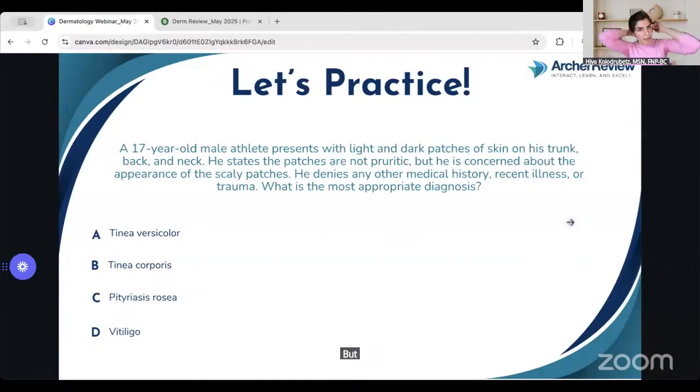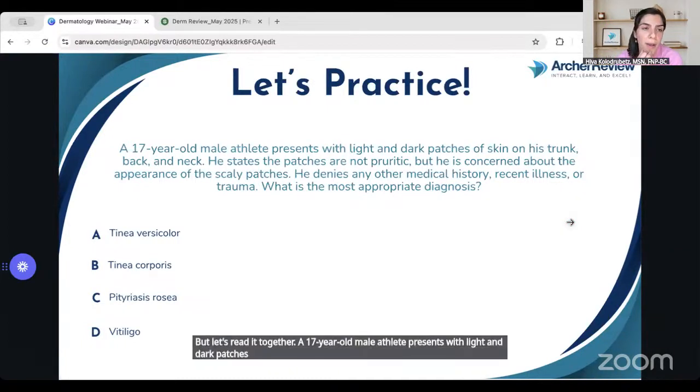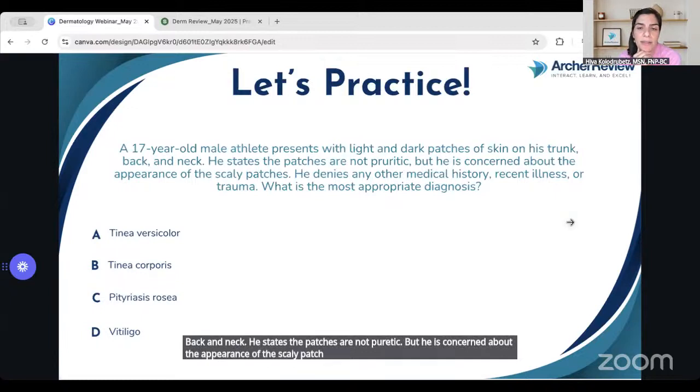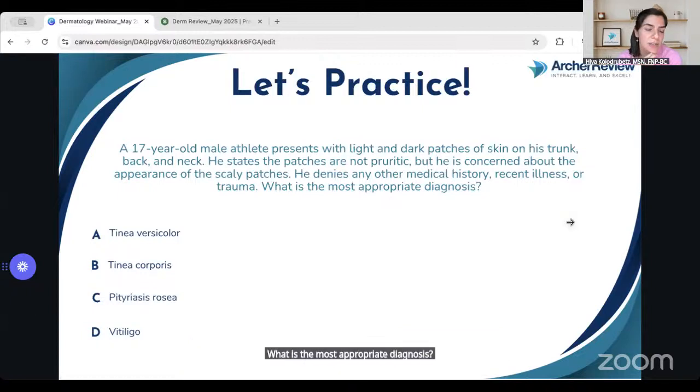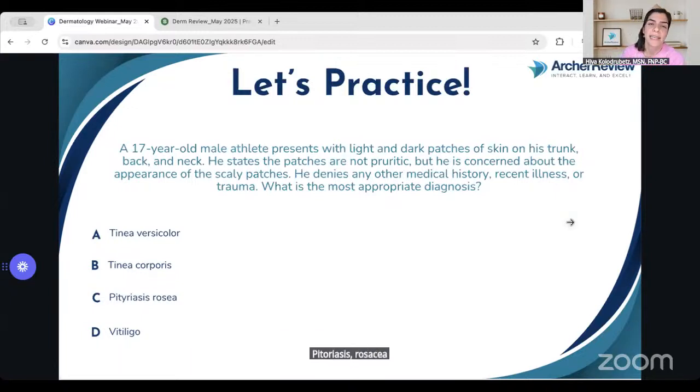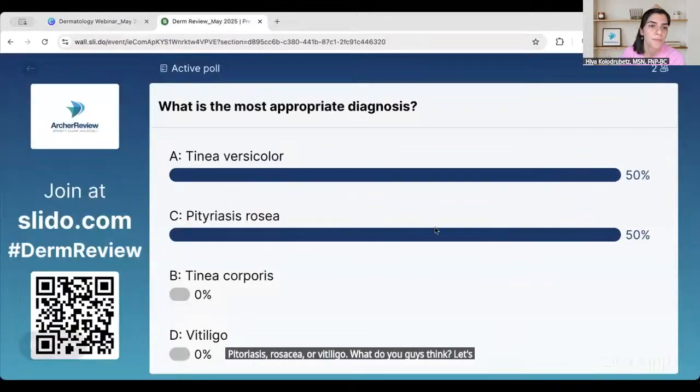A 17-year-old male athlete presents with light and dark patches of skin on his trunk, back, and neck. He states the patches are not pruritic, but he is concerned about the appearance of the scaly patches. He denies any other medical history, recent illness, or trauma. What is the most appropriate diagnosis? Is it A, B, C, or D? Do we think this is tinea versicolor, tinea corporis, pityriasis rosea, or vitiligo? What do you guys think? Let's go to our poll.